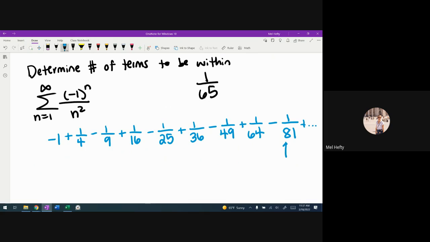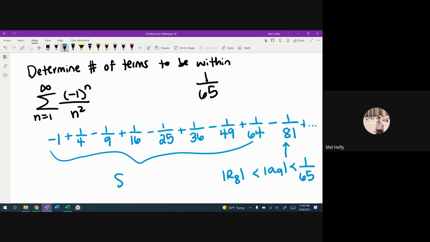All right, let's start over. So our 9th term is less than 1 over 65, which means our remainder for 8 terms has to be less than that. So our answer, are we now all on the same page now that I remember how fractions work?